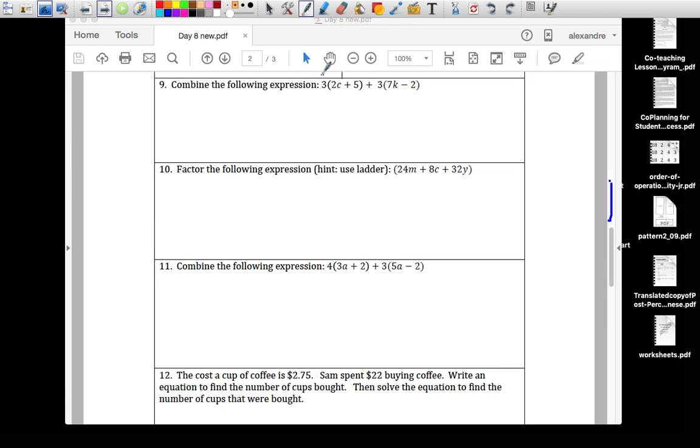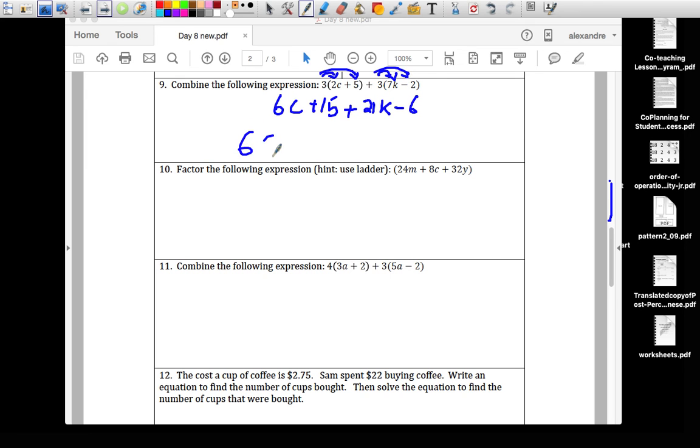So we want to do the distributive property right here, and the bird attacking the pigs over here too. So 3 times 2c is 6c. 3 times 5 is 15. Plus 3 times 7 is 21k. And minus 3 times 2 is 6. Is there anything that I can combine?